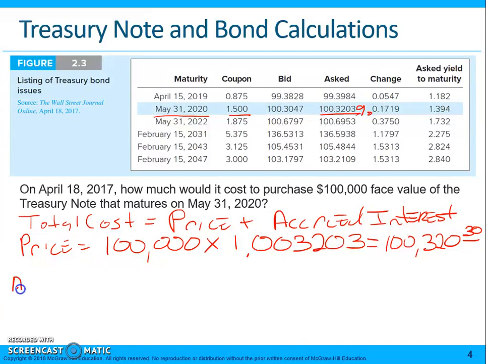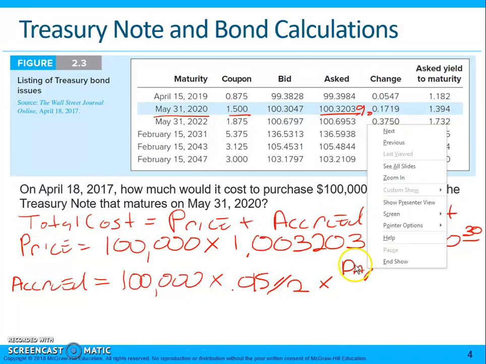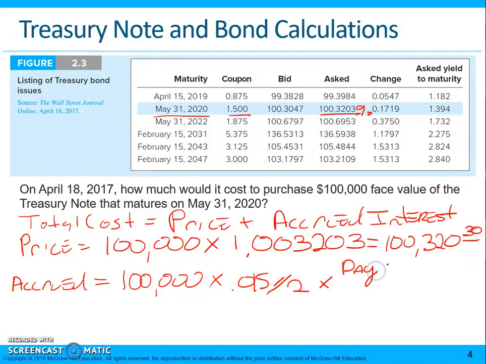Okay, the accrued is a little more complicated or a little more involved. Accrued is the face value times the coupon, 0.015 divided by 2, times days since the last payment. Sorry, I'm getting a little sloppy there. Divided by days in period. And I'm going to show you how to calculate days using the date function in your BA II Plus.